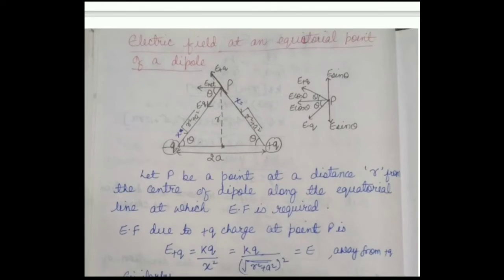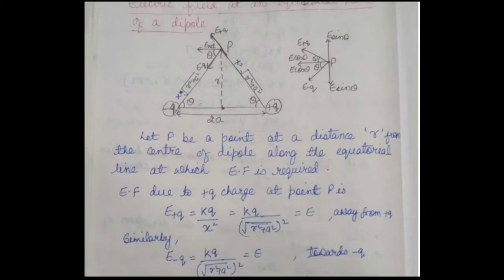Now come to electric field at an equatorial point of a dipole. You have to calculate electric field at an equatorial position, right? Equatorial position means the perpendicular bisector of this dipole. Suppose this is a dipole, minus q plus q, separated by a distance 2a, and this is the perpendicular bisector of this dipole, right? Take the distance from the center to this point P as R, and this one becomes how much? A. It's a bisector, na? Half and half, so this side is A and this side is A.